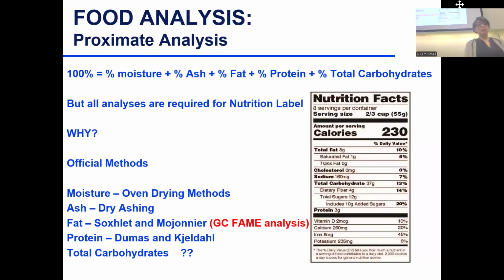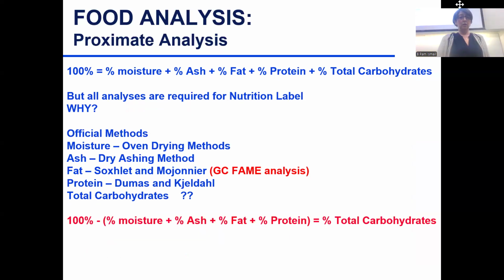And then protein, we can determine protein either by Kjeldahl method or the Dumas method. Both are based on nitrogen analysis, and we'll have a whole lecture on that and lab as well. And then total carbohydrate by difference, like I said. Any questions? So total carbohydrate is basically, like I said, we determine all these four, subtract from 100, we get our total carbohydrate. Okay.